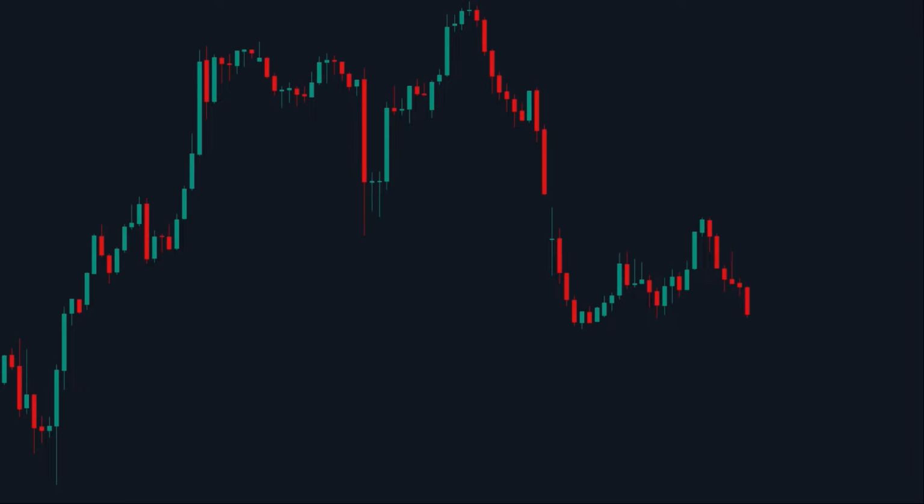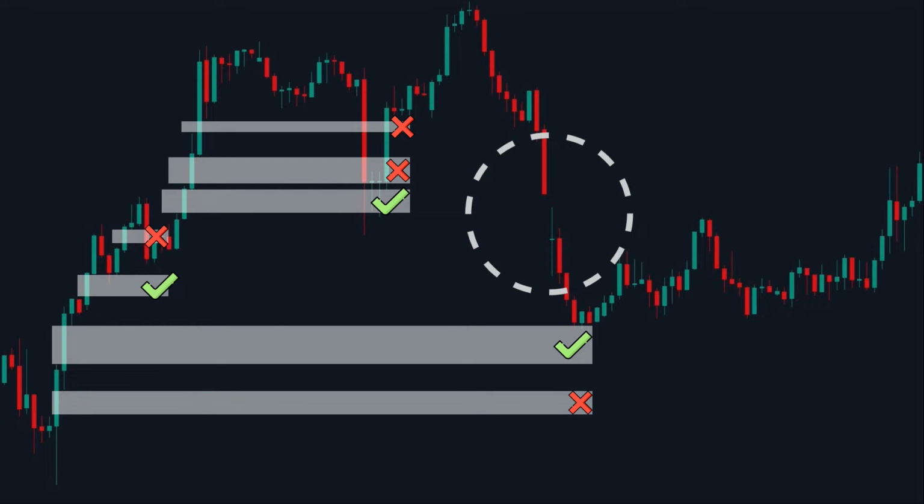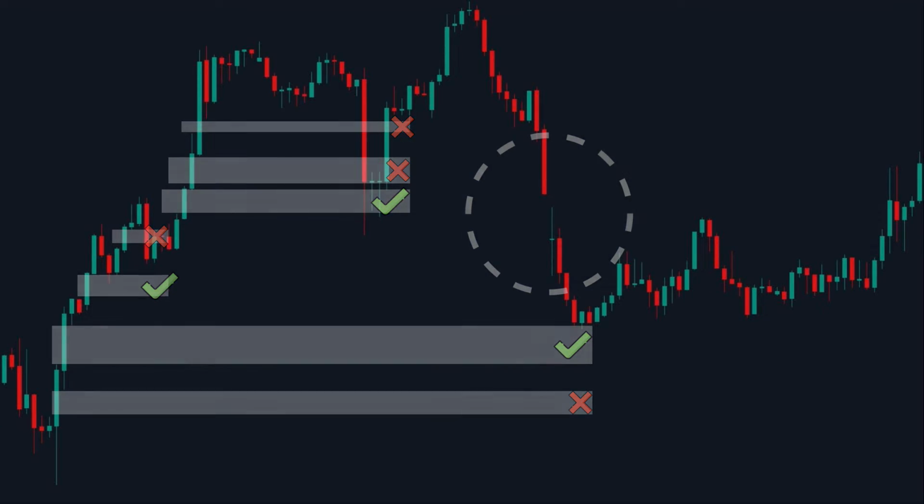When it comes to discussing fair value gaps, the first question that probably comes to mind after seeing the chart is, which fair value gap? Why does the price react when reaching certain fair value gaps and not others? Or why does the price reject a fair value gap when it reaches it for the second time? Today, we will thoroughly examine both valid and invalid fair value gaps to answer all of these questions.